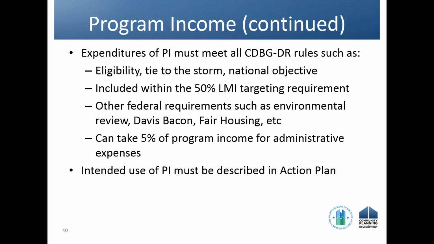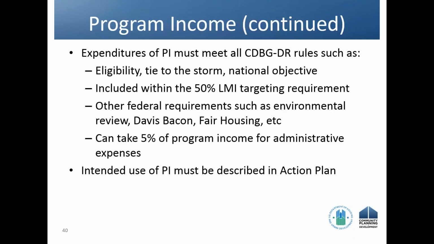Okay, so what do I do with program income? So I actually have to follow all the CDBG rules, right? Tied to the storm, eligibility, including all the CDBG-DR rules. So things that had to do with a disaster, the duplication of benefits, tied to the storm, none of that gets washed just because it's program income. So however long it revolves, all of that still has to be eligible.